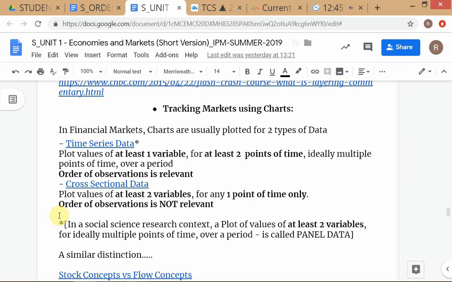Okay, this is clear. Now when you look at time series data, you will understand why order of observations is relevant. But first, understand cross-sectional data. What is the technical definition of cross-sectional data? It's not easy to find it defined in this manner, but if you remember, understand the technical definition: cross-sectional data is always a snapshot.